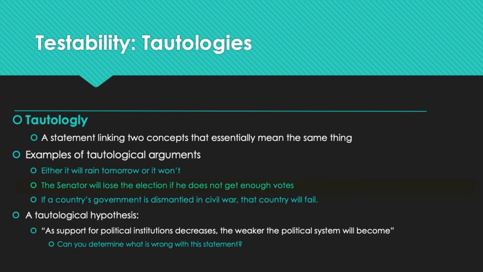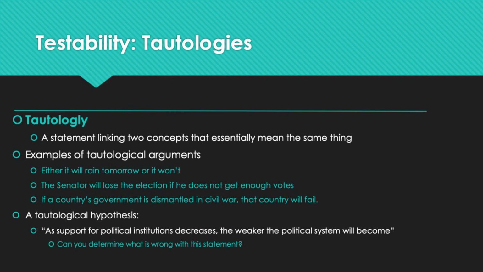Here's another one. The senator will lose the election if he doesn't get enough votes. Or can you test that? I mean, that's not a testable statement. Of course, the senator will lose if they don't get enough votes, of course. Another one. If a country's government is dismantled in civil war, that country will fail. Well, yeah, of course. When a government's dismantled by civil war, that country has failed. So you're saying two things that are super similar at the same time. So you're saying that one really similar thing is going to cause the same exact thing. It doesn't make any sense.